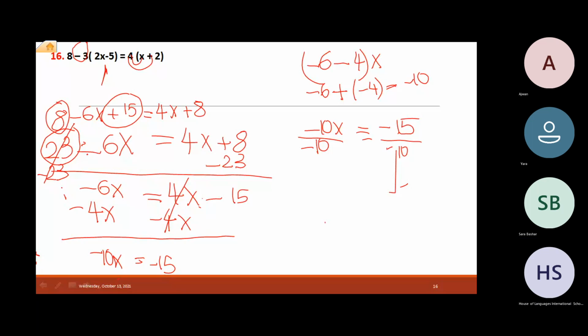I want to solve x. What do I mean by solve x? Find the value of x. How can I find the value of x? I get it alone. But x here is multiplied by negative 10. I want x alone. What can I do? See, I want to get x alone.